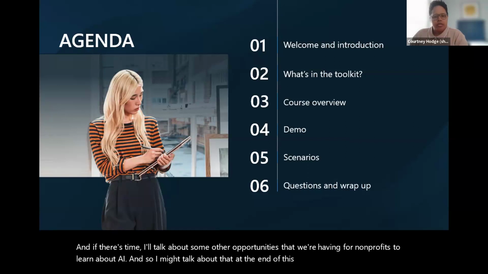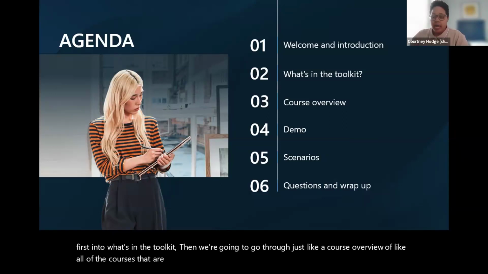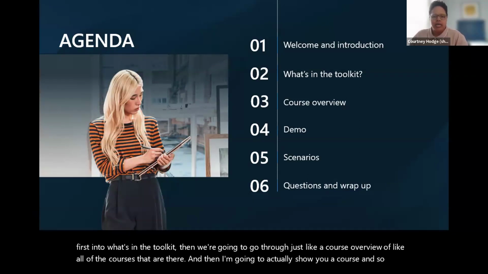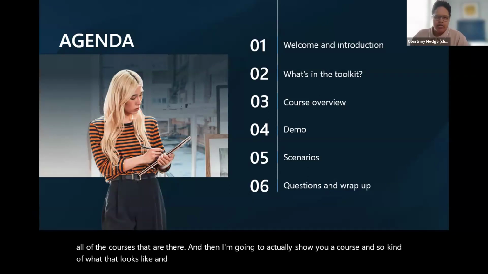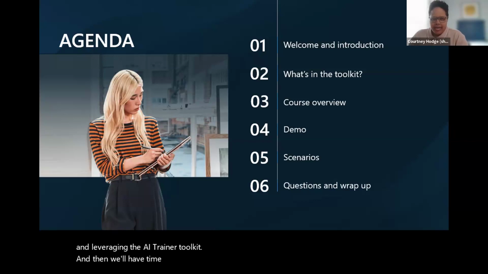We're going to go first into what's in the toolkit. Then we're going to go through a course overview of all of the courses that are there. And then I'm going to actually show you a course and what that looks like. And then we'll talk about different scenarios that you can use when leveraging the AI Trainer Toolkit. And then we'll have time for some questions and wrapping up the presentation.